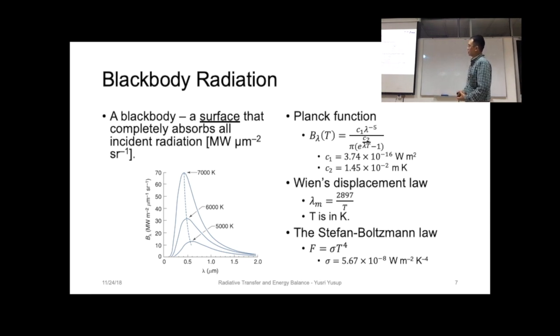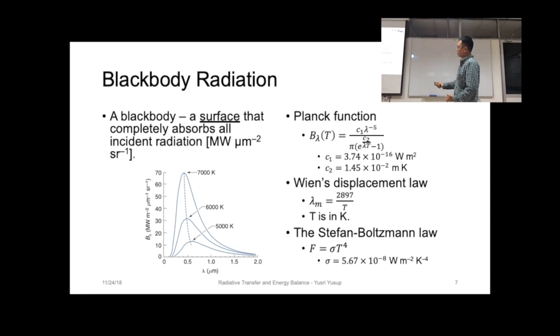Now, a unit of a black body value, or a certain parameter that we use to describe the black body surface, is megawatts per meter squared per micrometer per steradian. When it says per micrometer, it's for a certain wavelength or a certain color. Per steradian is for every solid angle, for a unit solid angle.